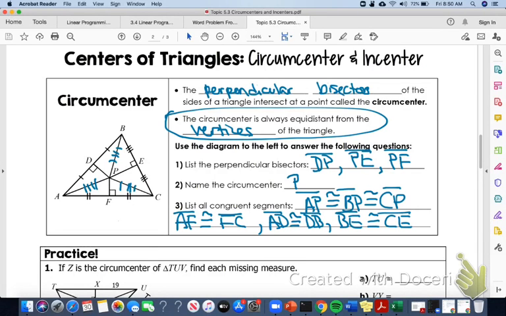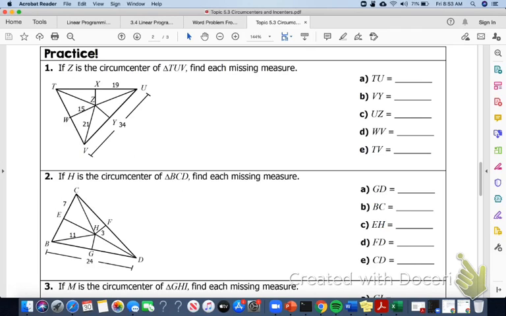Alright, so we got a lot of congruent pieces going on, which actually can be super helpful when we try to solve. So let's look at some of those. Alright, so we are given that Z is the circumcenter of our triangle here, and we want to find each missing measure.